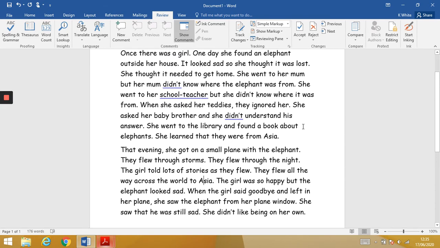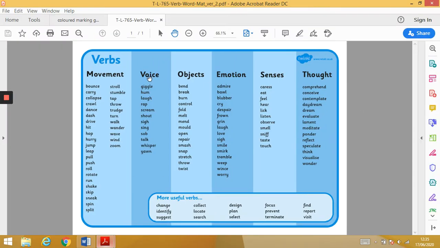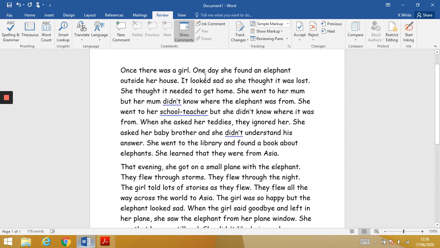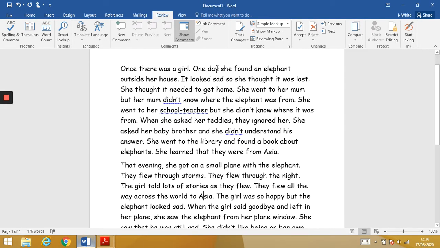So that's what you're going to be doing on Monday, is editing your sentence structure. And then later on in the week, you're going to be using this mat to help you come up with some different verbs so that you're not repeating the same words. So your first task is actually going to be to highlight your verbs. Now, just remember they're doing words.